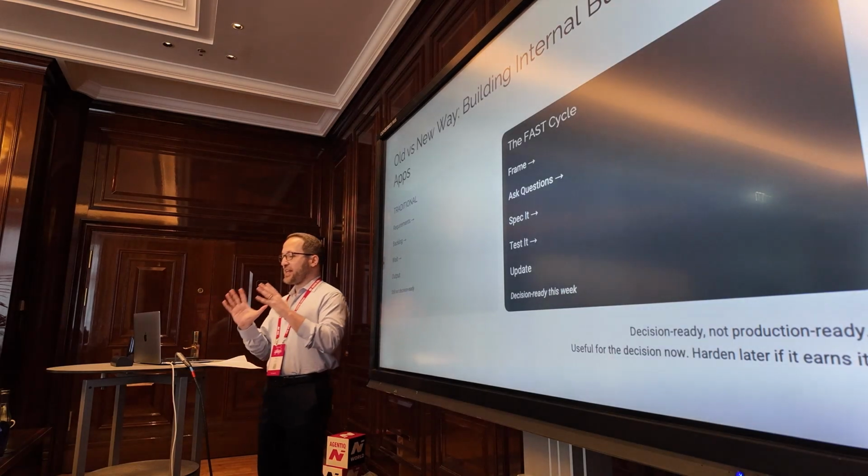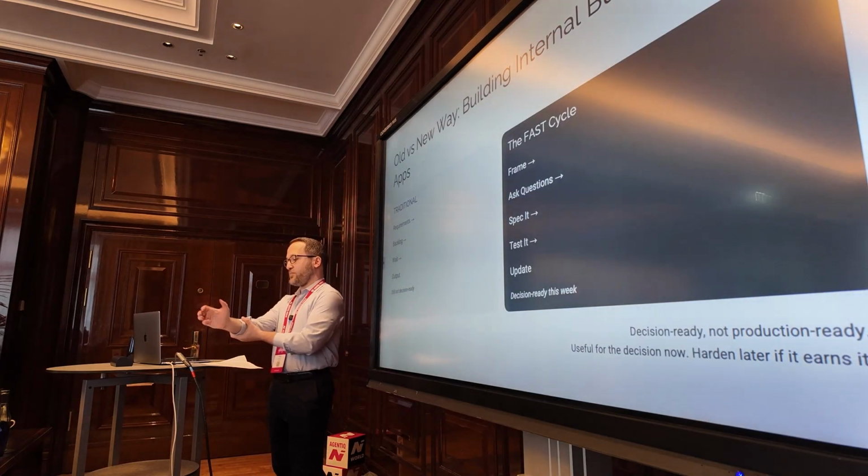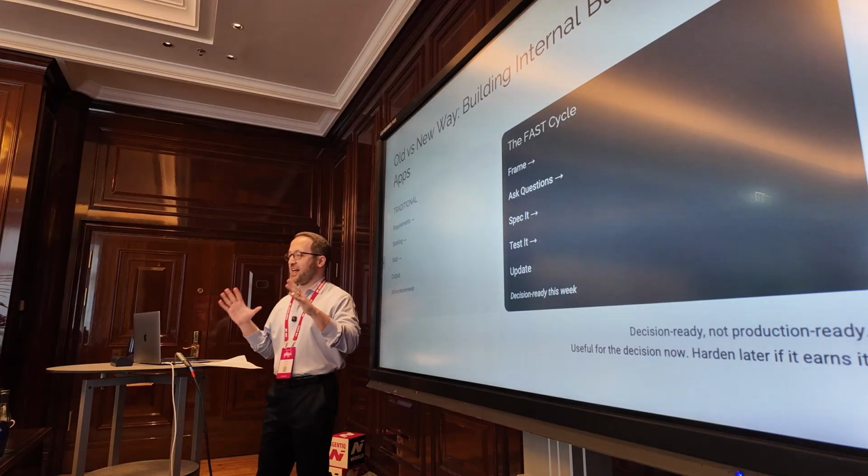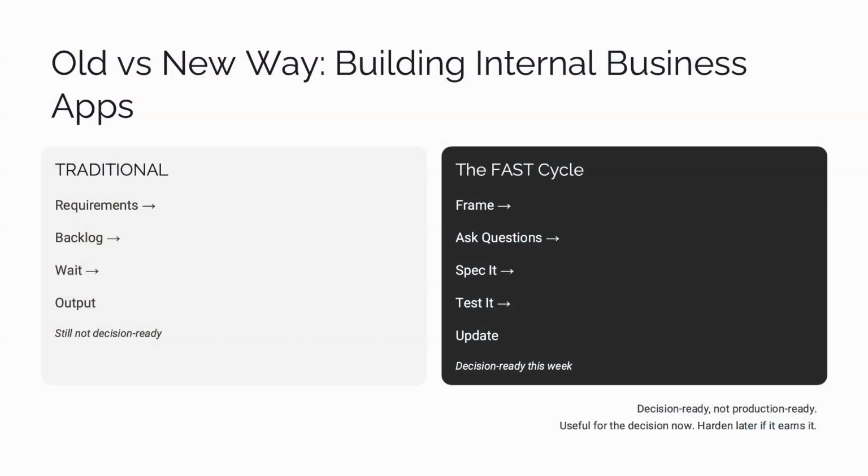All right, let's talk about the old way versus the new way of building internal business applications. Now, the traditional way is what most of us are used to. You start with a requirements document. It needs to be filled out pretty in depth. There's a lot of material that goes in there and you spent all that time and work, and where does it go? It goes into somebody's backlog, right? Your engineering team, your product team, maybe your team's backlog, but unless it's prioritized right away, you're not getting something quickly, so you have to wait.